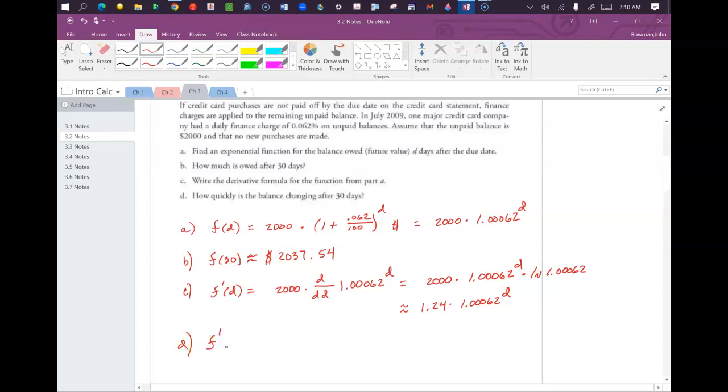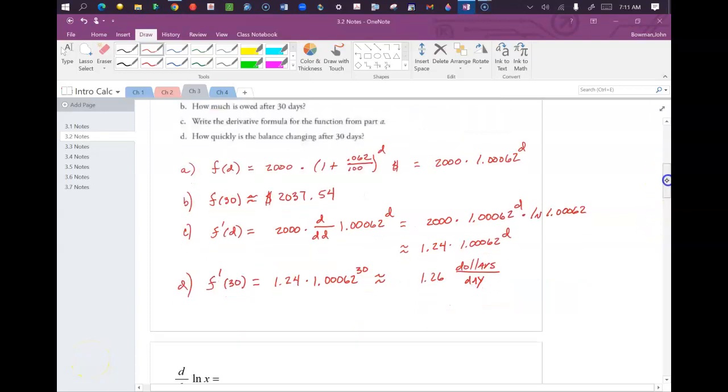And then finally in Part D, it says how quickly is the balance changing after 30 days. So we're finding the rate of change at 30 days. We plug that in, and we get 1.24 times 1.00062 to the 30th, and that turns out to be approximately $1.26 per day. So there's an example of using the derivative rule for exponential functions.